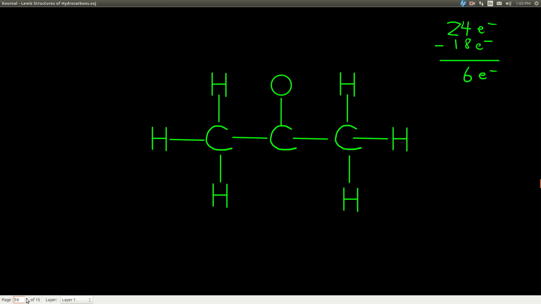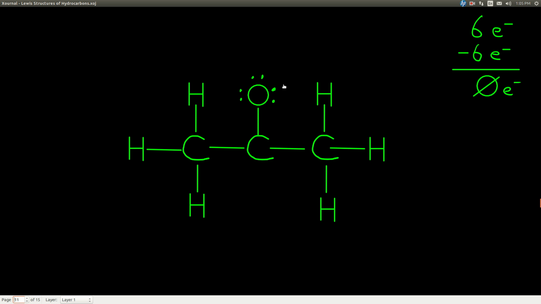So now, attaching the atoms to each other, we use 2, 4, 6, 8, 10, 12, 14, 16, 18 of the 24. We have 6 valence electrons left. Our next step is going to be to satisfy the octet rule for the outer atoms. All the hydrogens are good, but this oxygen needs 6 more, and we have them, so we put those 6 electrons on here. We have 0 valence electrons left, but we still have a carbon who's missing 2 valence electrons, right? Because this guy only sees 2, 4, 6, and needs 8.